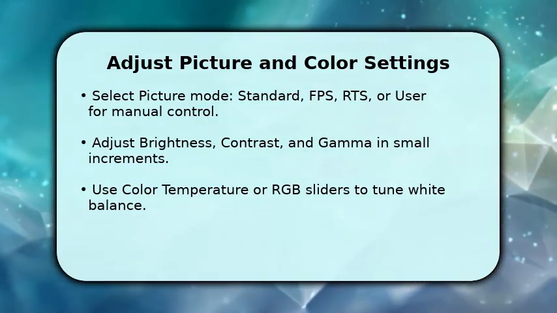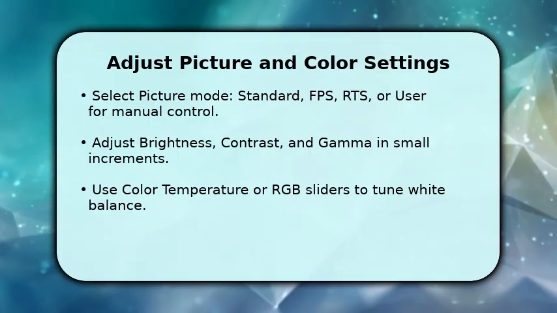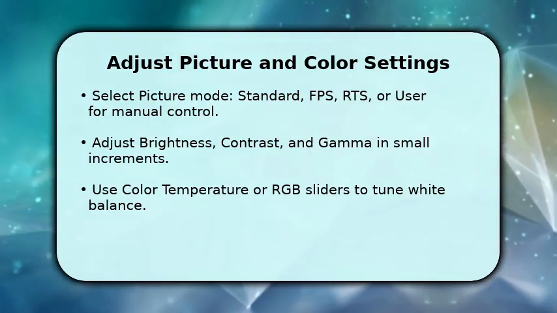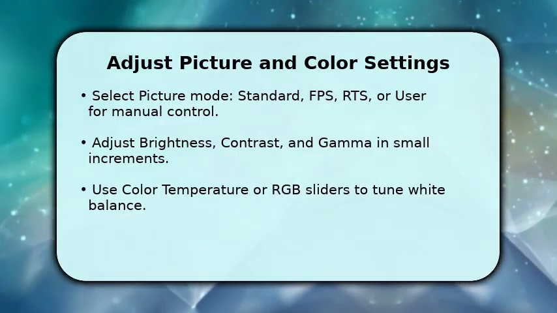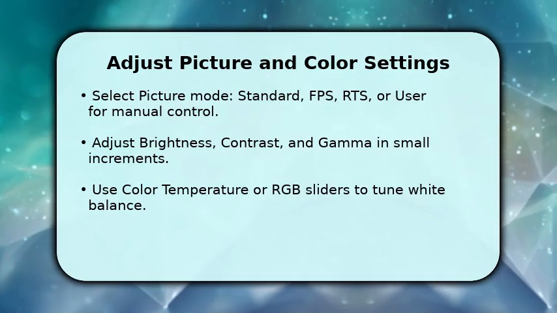Adjust gamma for mid-tone balance. Next, open color settings. Set color temperature or use RGB sliders to dial white balance. Make targeted changes and compare. You can save adjustments to a custom profile.